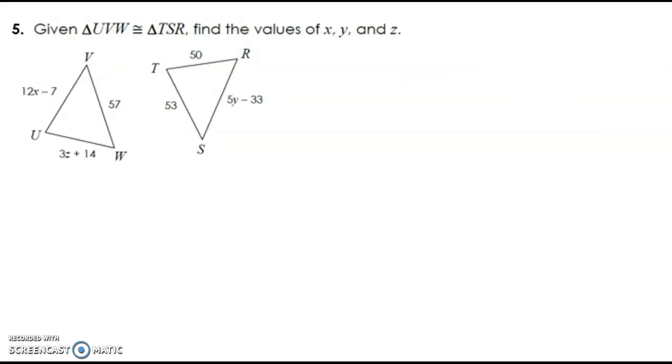Alright, I lied, there is one more. We're going to try and find x, y, and z. And so we're given that the triangle UVW is congruent to the triangle TSR. Okay, so now that we know this, let's go ahead and fill in our congruent angles and our congruent sides. So angle U is congruent to angle T, angle V is congruent to angle S, and angle W is congruent to angle R.